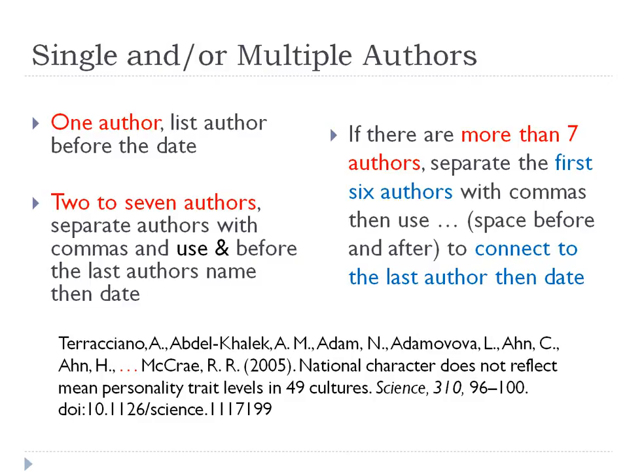However, if there's more than 7 authors, you're going to separate the first 6 authors with commas. Then you're going to use a space, dot, dot, dot, a space, and then you're going to connect that to the last author of that publication. And you can see here where we have all of the authors listed, and this would actually be the last author that's listed for this particular article.